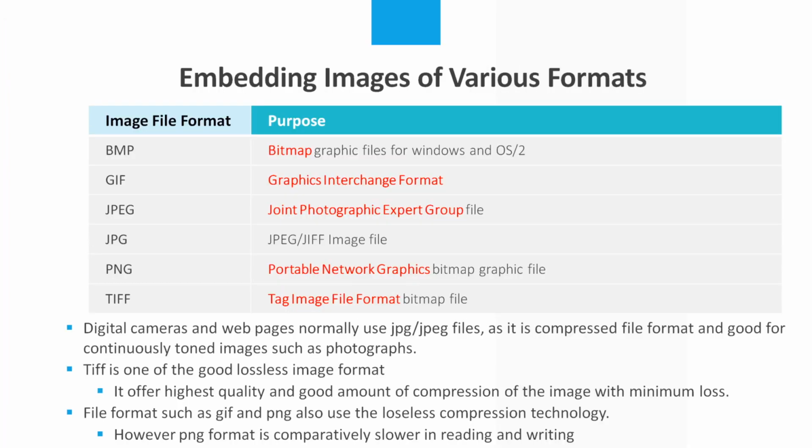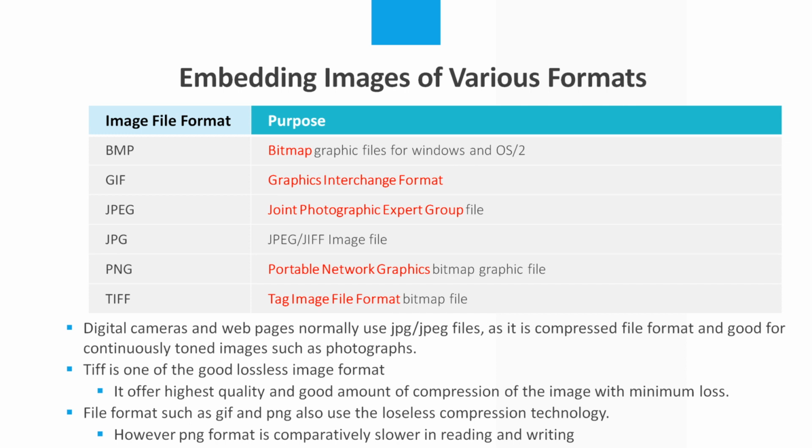Embedding images of various formats. BMP, bitmap graphic for Windows and OS/2. GIF, graphic interchange format. JPEG, Joint Photographic Experts Group. JPG or JPEG is the same as JPEG. PNG, portable network graphic, a bitmap graphic file. TIFF, tag image file format. Here you have to remember all these full forms.